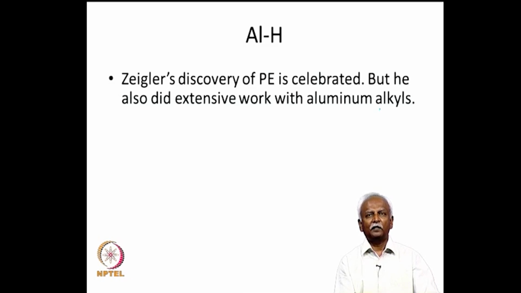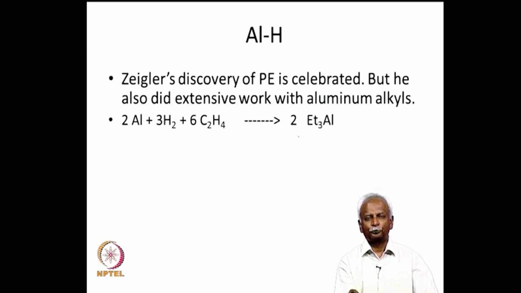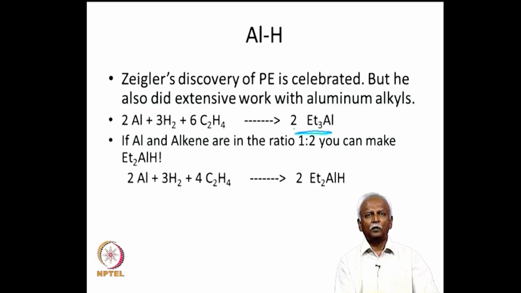Ziegler's discovery of polyethylene is in fact quite celebrated, but he did extensive work with aluminum alkyls. What he showed was that aluminum in the presence of hydrogen and ethylene can lead to triethyl aluminum. So, triethyl aluminum is a species which is generated in the presence of just ethylene and pure aluminum. Now, if aluminum and alkene are in the ratio 1:2, you end up making alumane which has an aluminum hydrogen bond, and this turns out to be a stoichiometric reaction.